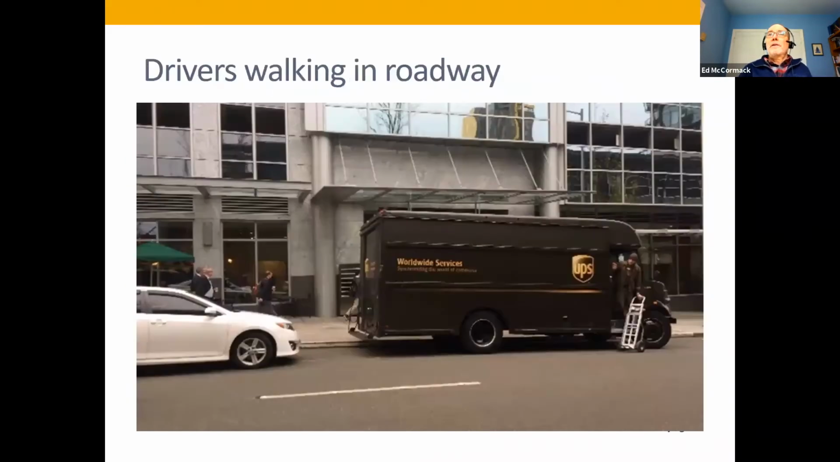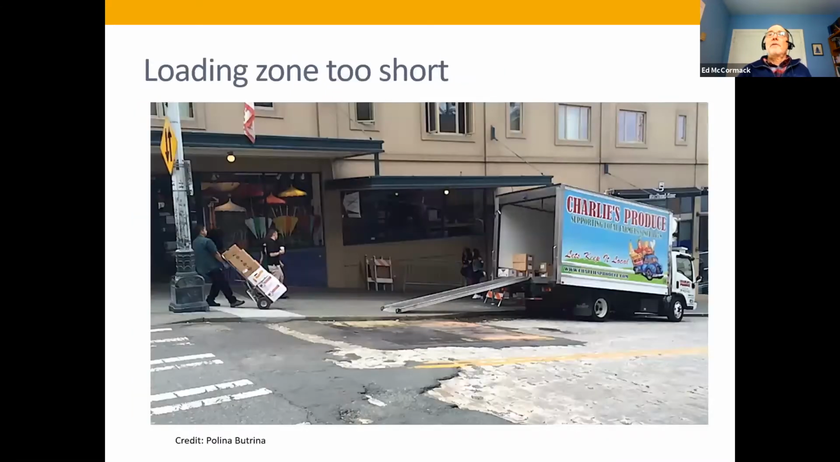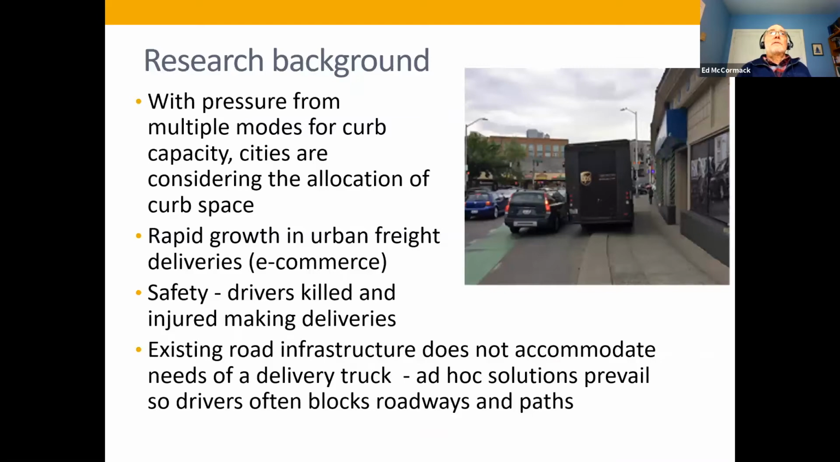Or, here's a driver actually walking in the roadway, which is not particularly safe for the driver. He has a hand truck and he's out there in the traffic lane. Again, not a great situation. Or here's a load zone that's just too short, so the driver has to extend his ramp off into the sidewalk, which again could have conflicts with pedestrians. And so, there's a lot of pressure for curb use in cities.